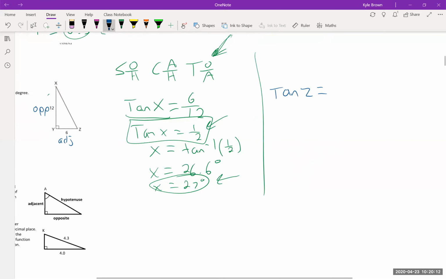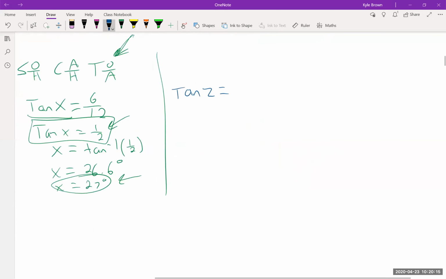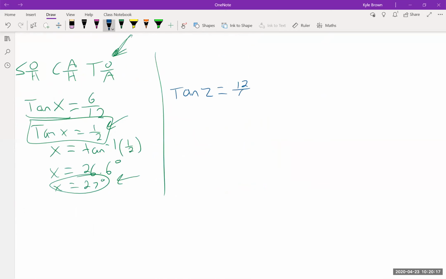So that will change things up, right? It's opposite over adjacent. So this is now going to be 12 over 6, right? Opposite over adjacent. So that would be the same thing as saying tan z is equal to 2. That would be tan of the angle, right? That's the ratio. And now if I actually want the angle itself, that would be z is equal to tan^-1 of 2.